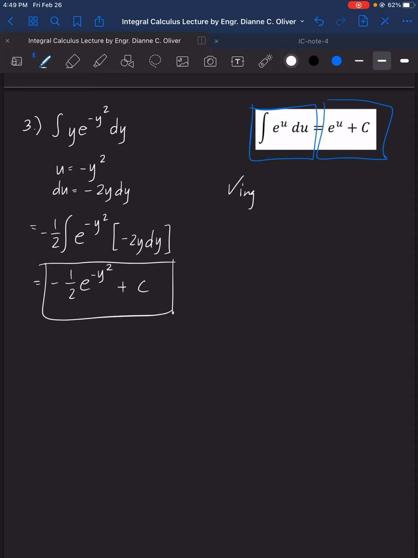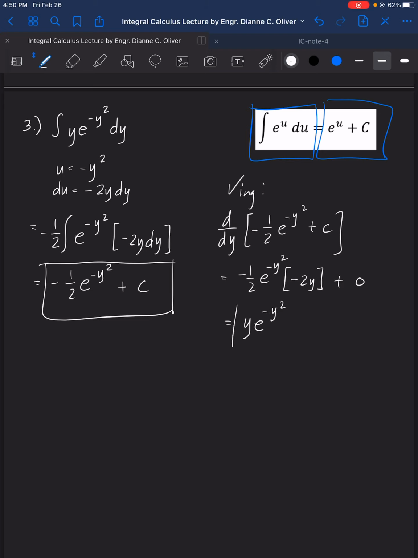Now checking by differentiation, derivative of the answer negative 1/2 e raised to negative y squared plus c, that is equal to negative 1/2 e raised to negative y squared, then the derivative of the exponent is negative 2y plus derivative of c is 0, so that is equal to y e raised to negative y squared, similar with the given. Therefore this is correct. So that is for number 3.